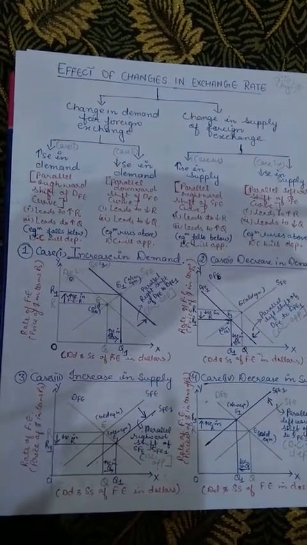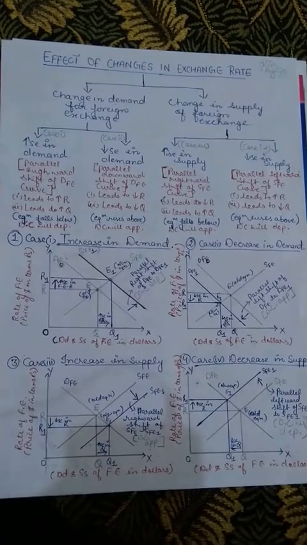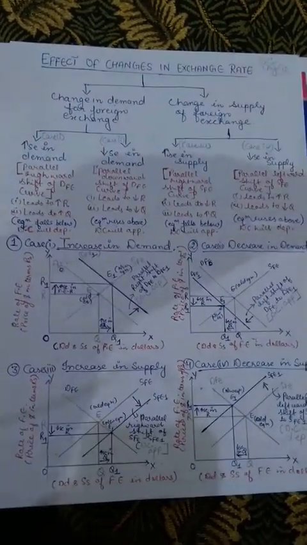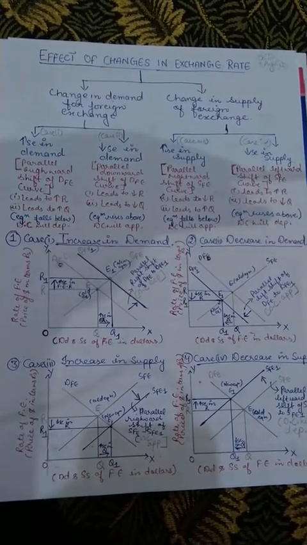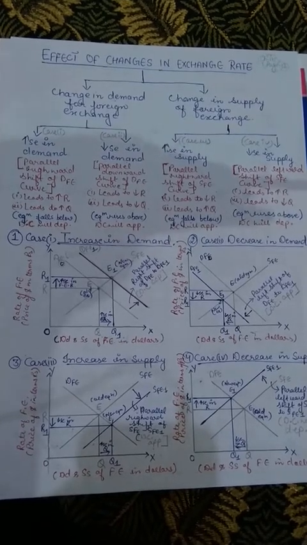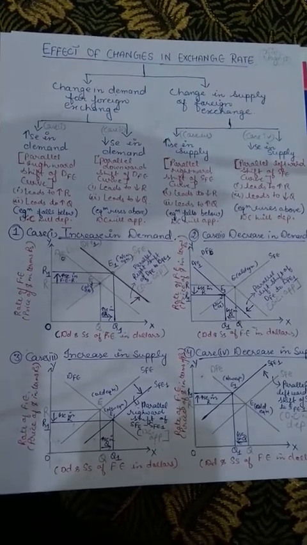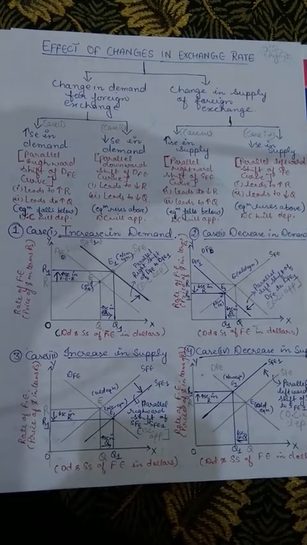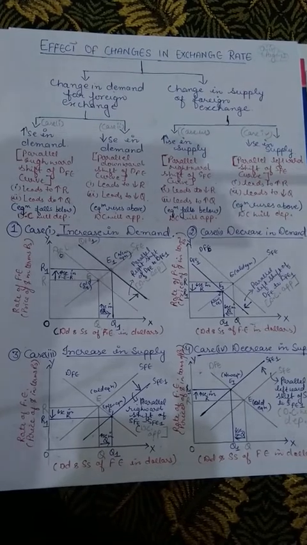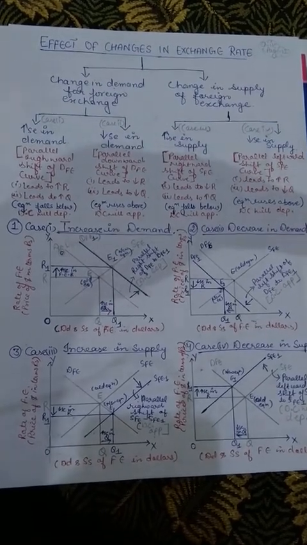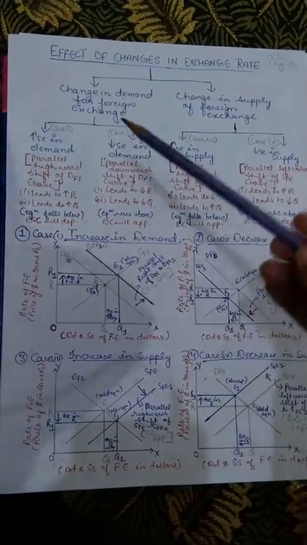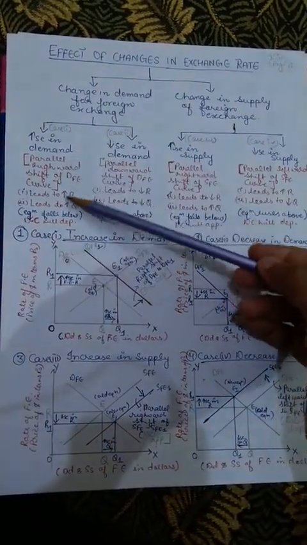So what is the main result of an increase in demand? It has resulted in a new equilibrium point which is above the old equilibrium point, showing that there will be an increase in the exchange rate, and an increase in the quantity of demand and supply of foreign exchange. These few note points I mentioned here also.